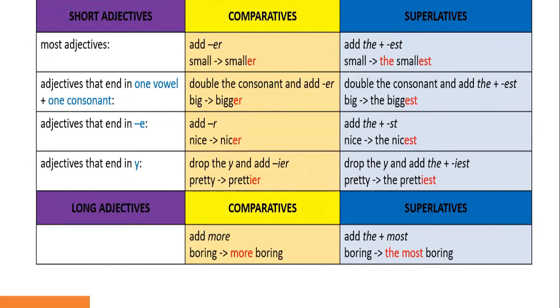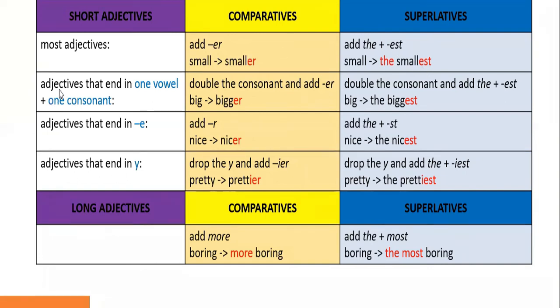There are some rules. Now, we have to know why, for example, we double the letter G in big, or why do we change the letter Y in the word happy, happier? Okay, wait, why do we do this? There are some rules to follow. Well, in most adjectives, we add ER, small, smaller. And to make the superlative, we add EST, small, the smallest. Okay, this is what I explained before.